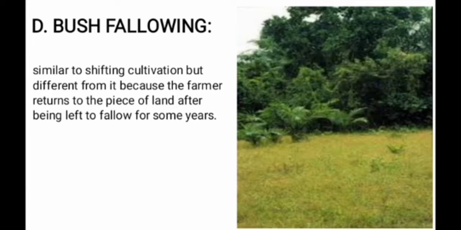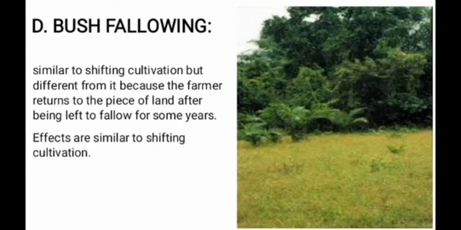Next one is bush fallowing. Bush fallowing is also similar to shifting cultivation, but the difference is that the farmer returns to this piece of land after being left to fallow for some years, while in shifting cultivation, the farmer does not return. In bush fallowing, the farmer returns. In shifting cultivation, the farmer does not return. And the effects of bush fallowing are similar to shifting cultivation. So all the effects under shifting cultivation are also applicable under bush fallowing.